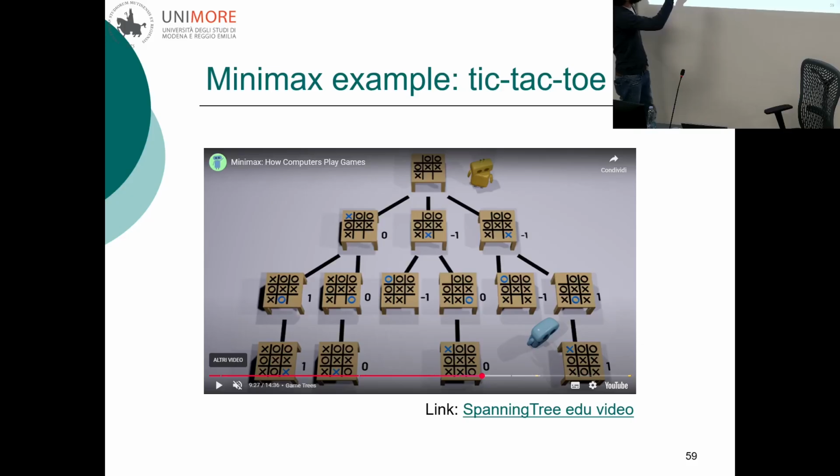Now, why is the value of this state instead 0? Well, because in this state, I, the blue agent, don't have complete control of what happens next.